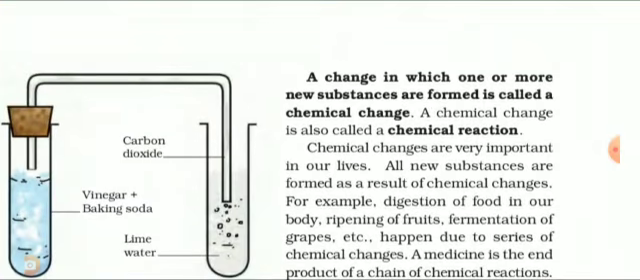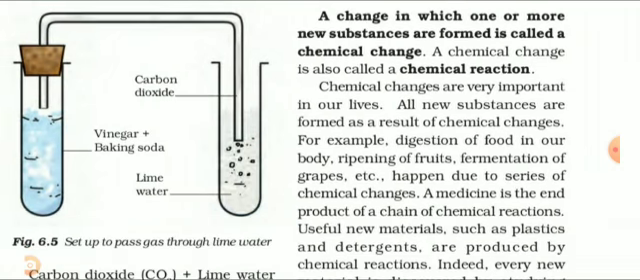Okay, a change in which one or more new substances are formed is known as chemical change, and a chemical change is also called a chemical reaction, or a chemical change can be shown in the form of chemical reaction. And we know very well that in a chemical reaction or chemical equation there are reactants on the left side, products on the right side.